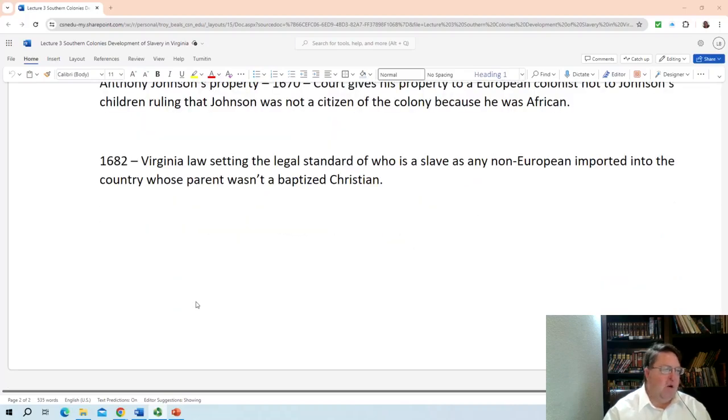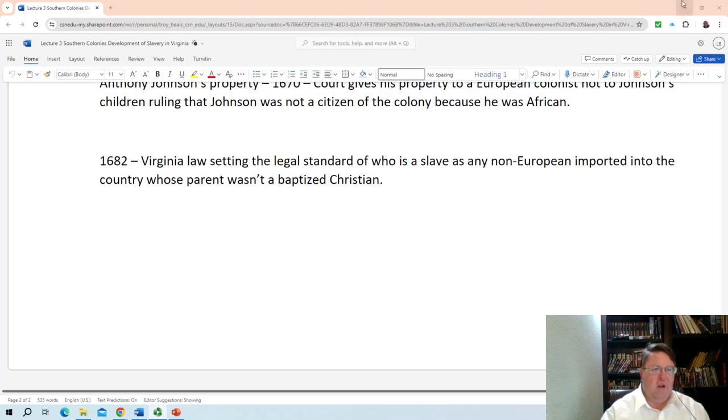And closing it out, Virginia law sets the legal standard of what is a slave. It's any non-European imported into the colony who does not have a parent who's a baptized Christian. So you see that in 1682, okay, well, who's a slave? You're setting the legal standard. If you're not a European, so if you're African, and neither parent was a baptized Christian, you're a slave, right? So it gets rid of the ambiguity.